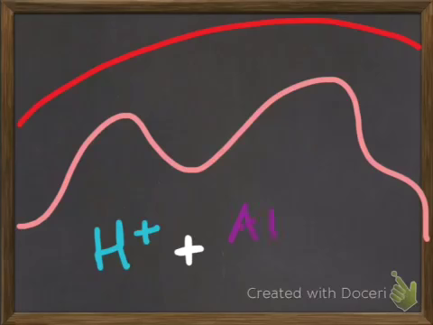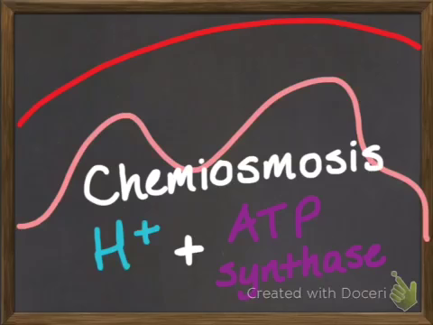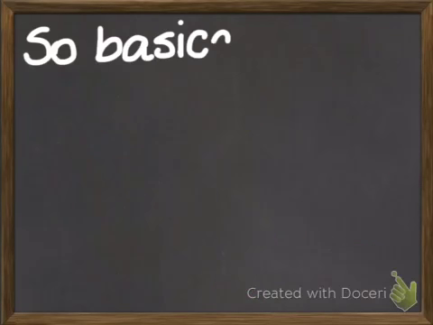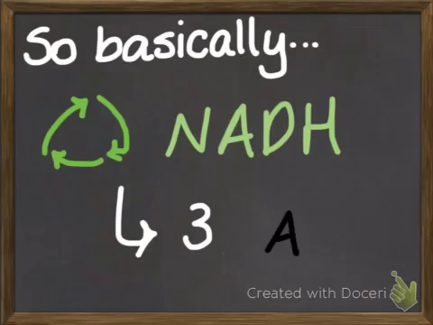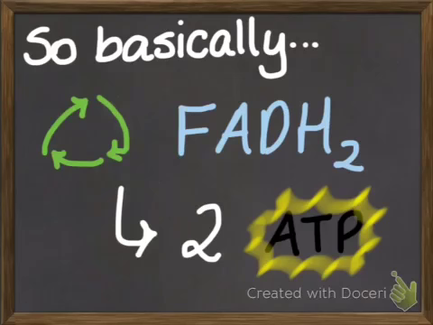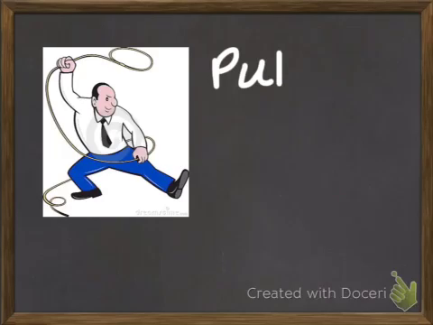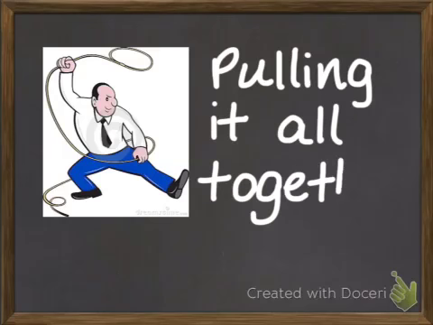The hydrogens and ATP synthase together create ATP through a process called chemiosmosis. What basically occurs is each recycled NADH yields 3 ATP, and each recycled FADH2 yields 2 ATP. At the same time, 6 water molecules are produced. Now let's pull the whole thing together.